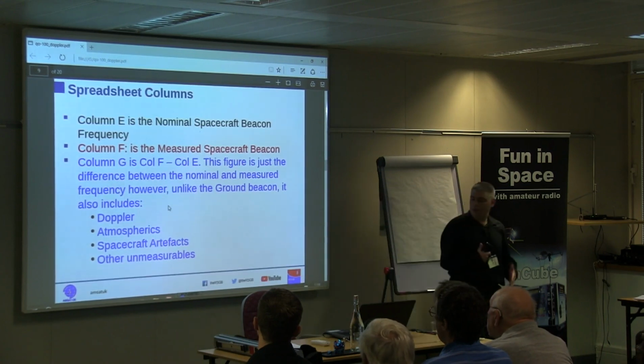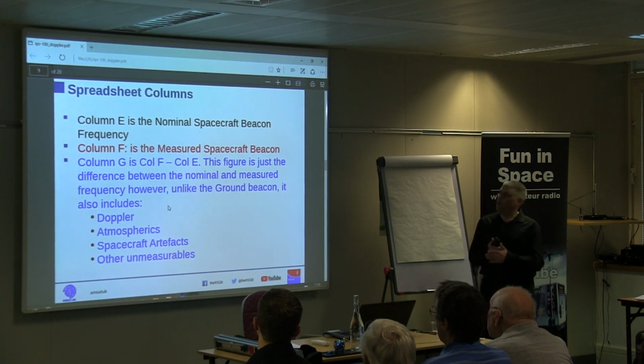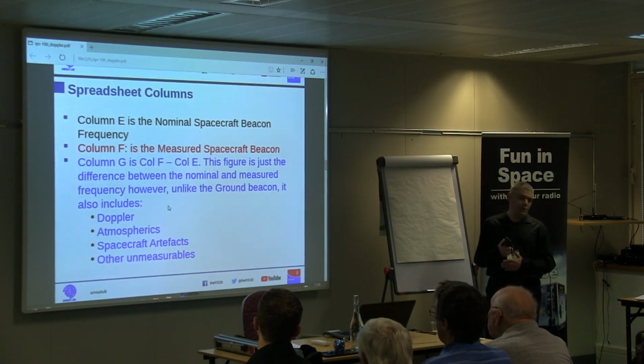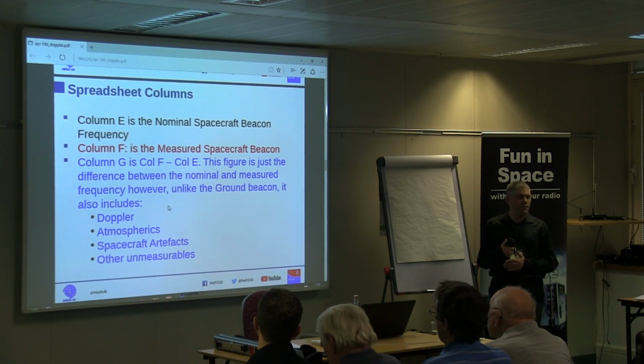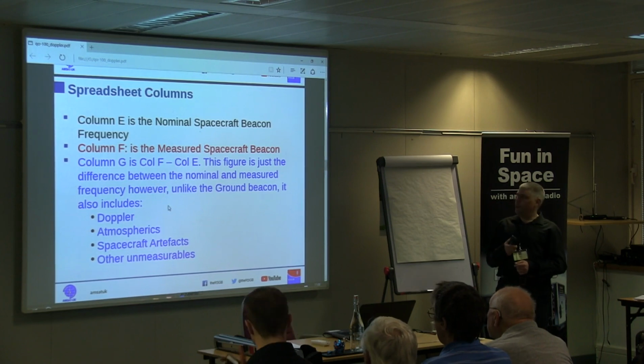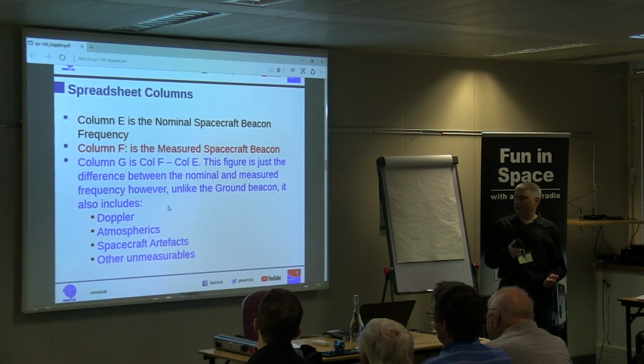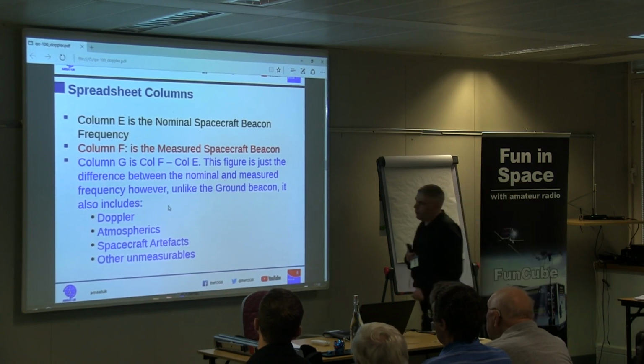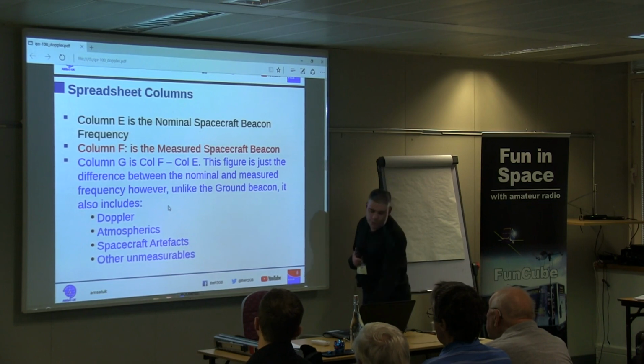So the next set of columns are actually quite similar. Column E is the nominal spacecraft beacon frequency, 10.489.550. F is what I measured it at. G is column F minus column E. It's just the difference between the nominal and measured. But unlike the ground beacon, it also includes things like Doppler, atmospherics, any spacecraft artifacts, and anything else that I can't measure in the system. So while useful, not entirely useful.